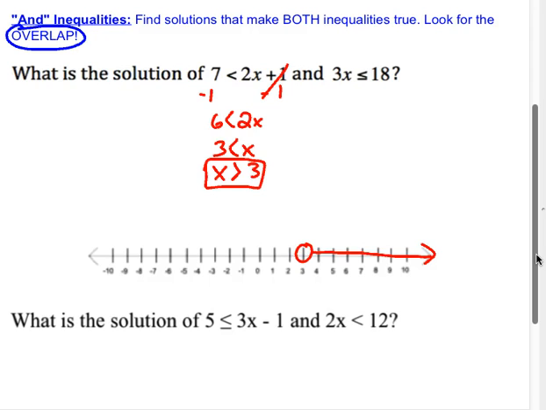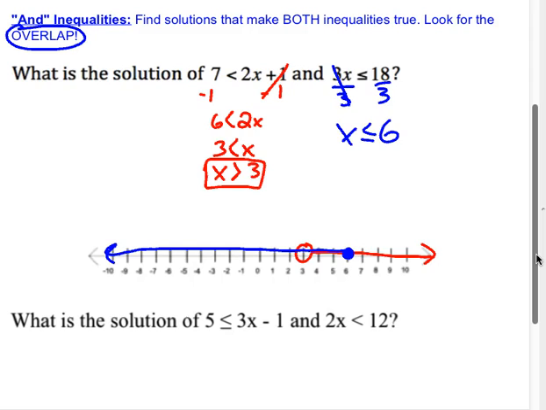And now I'm going to solve this one. Well, this one is easy. Just divide by 3. So x is less than or equal to 6. So that is going to look like this. Less than or equal to is filled in. Less than is going this direction.